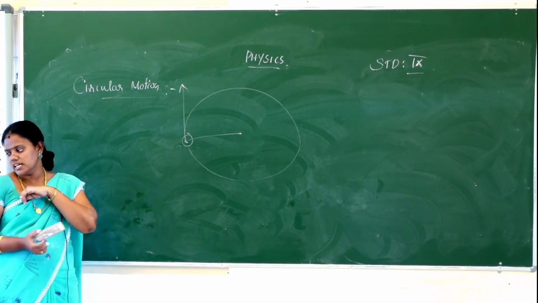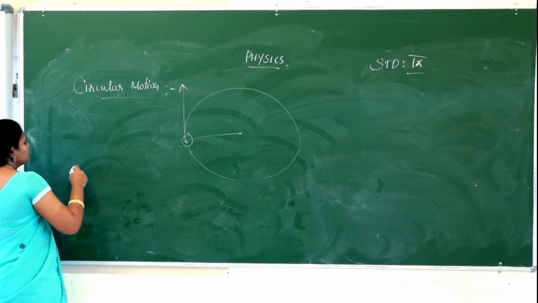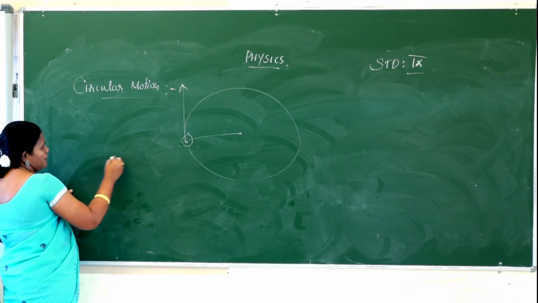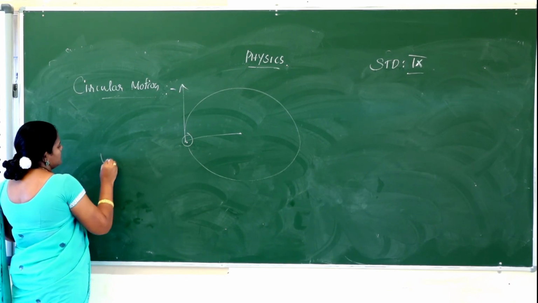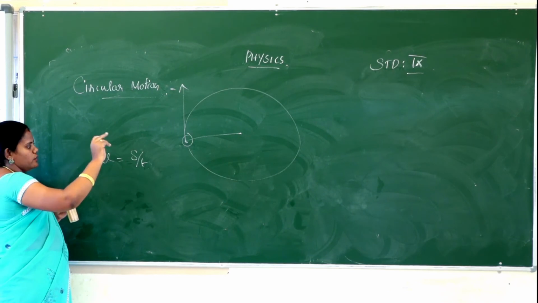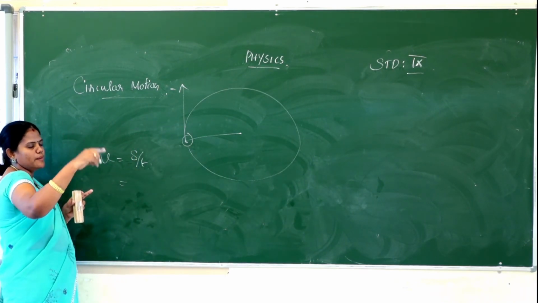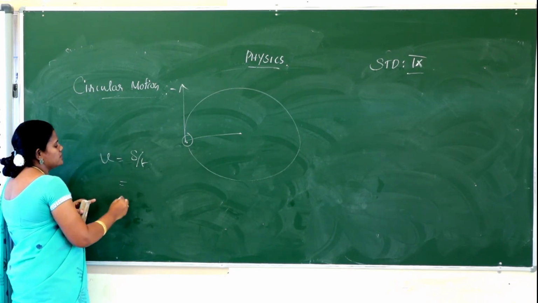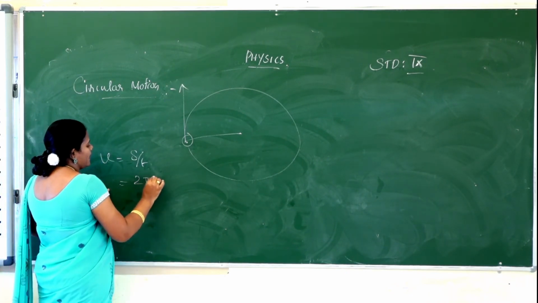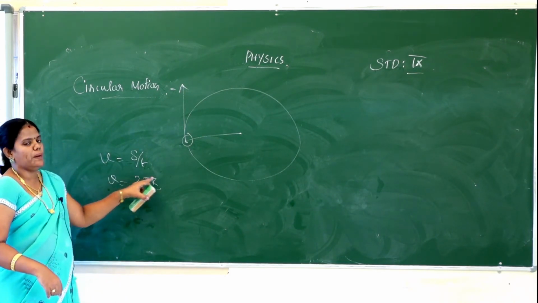Velocity in the circular motion is equal to distance by time, okay. So how will you calculate the velocity in the circular motion? Distance by time. In the circle, how much distance will be covered? That is the circumference of the circle. The circumference of the circle is 2 pi r and time is t. So velocity v is equal to 2 pi r by t.